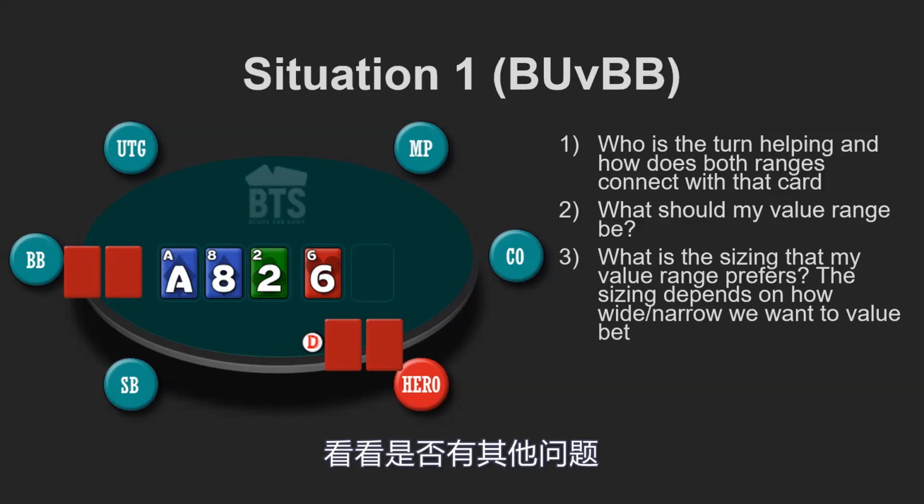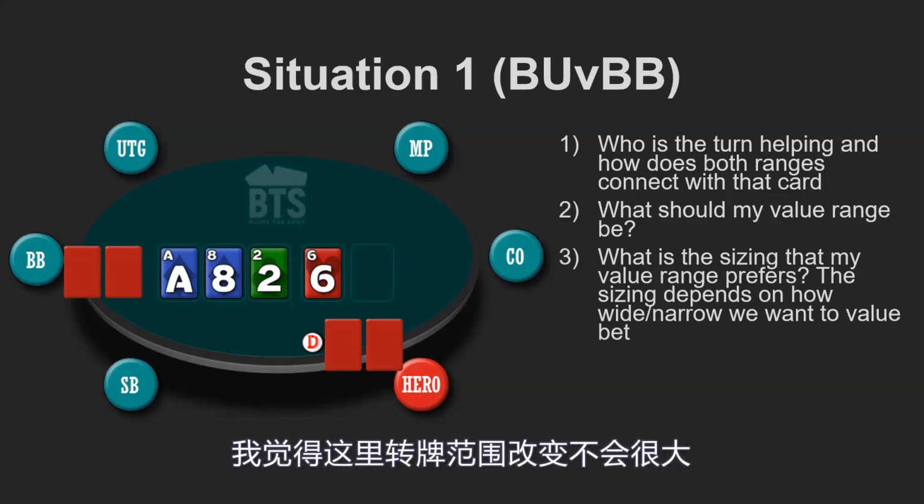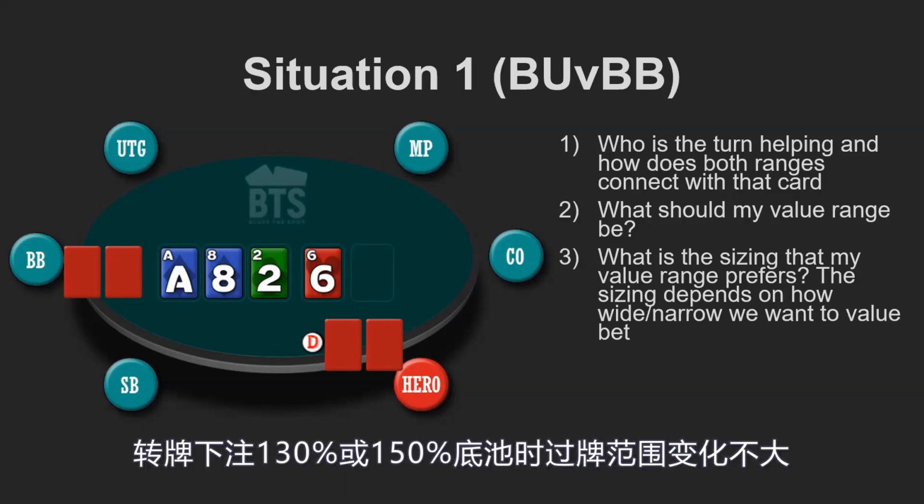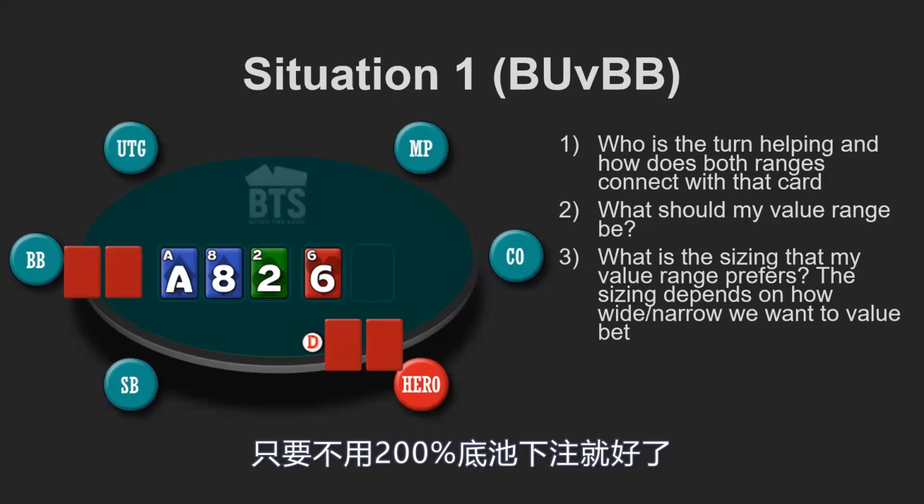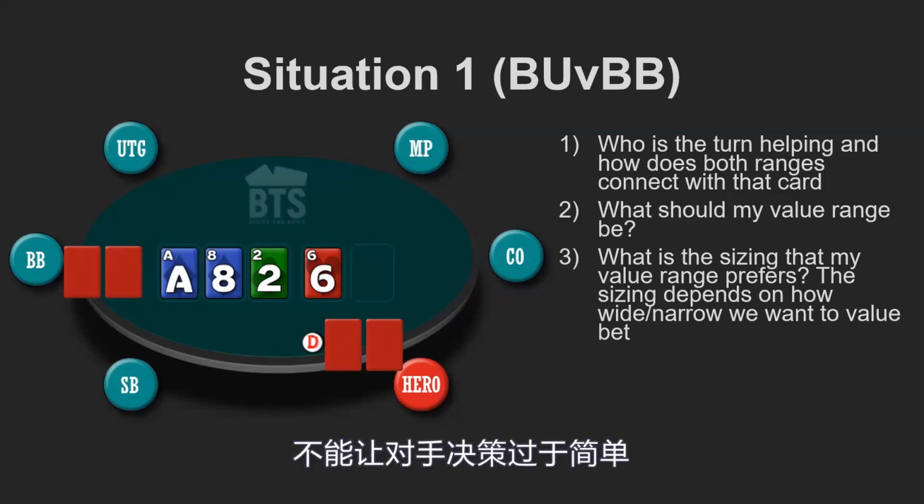Okay, let me check the other questions. Should you check slightly more hands if you use 150% sizing? It shouldn't change that drastically if you just go with 150 instead of 130. I would not put too much thought into those details because I don't think it's going to make a really big difference. Even if you go 150 instead of 130, I think it's fine, as long as you don't go something like 200 and make his life quite easy.